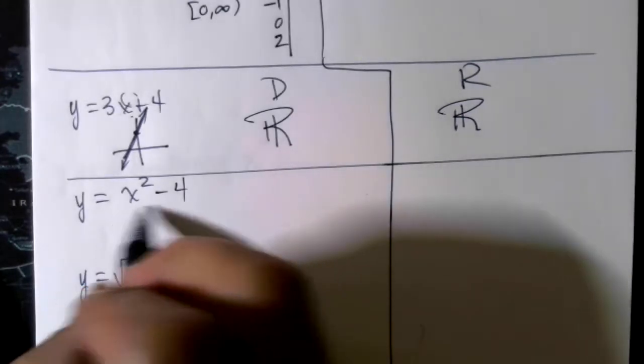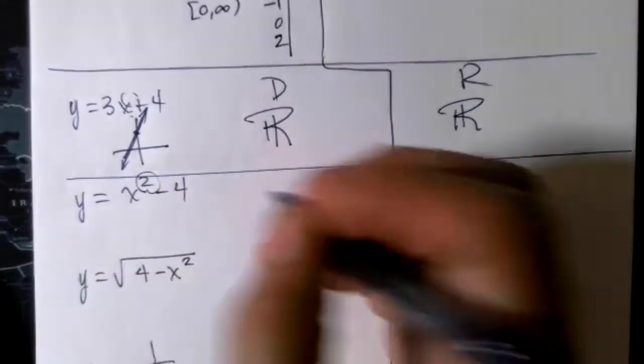This is a parabola because it's x squared. So you should know that.